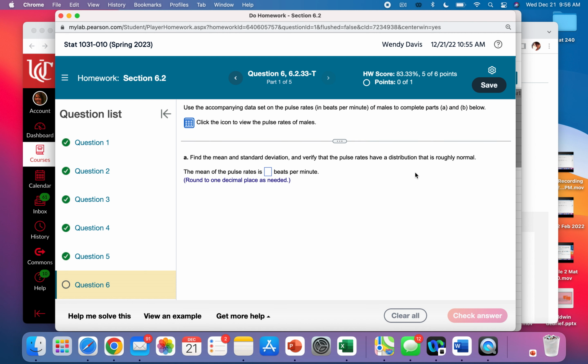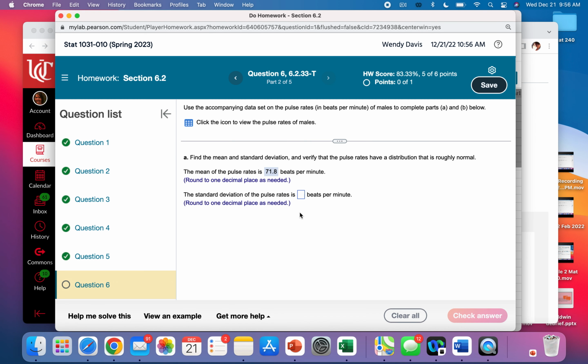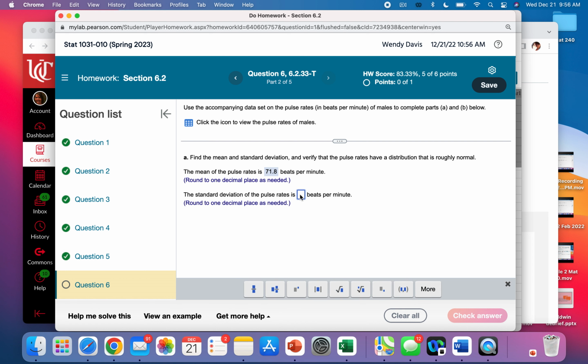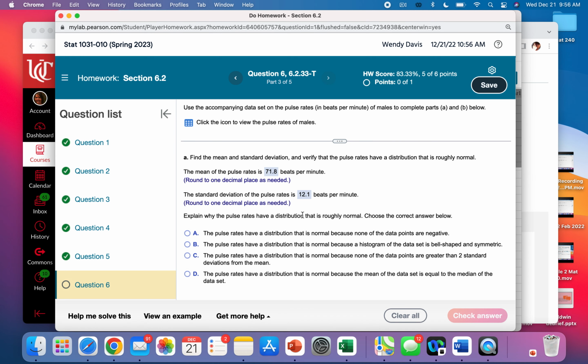All right, so we saw that it does look like a normal distribution. The mean rounded to 1 decimal place was 71.8. Standard deviation rounded to 1 place was 12.1. The pulse rates are normal because the histogram looks like a bell and it was symmetric. Symmetric means roughly the same on both sides.